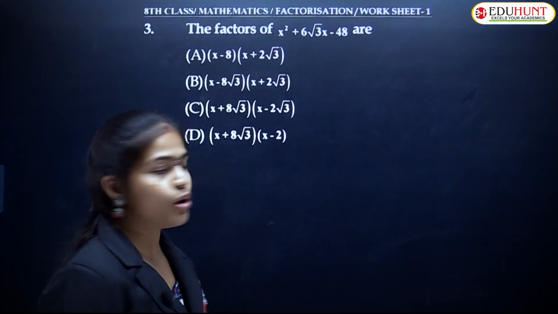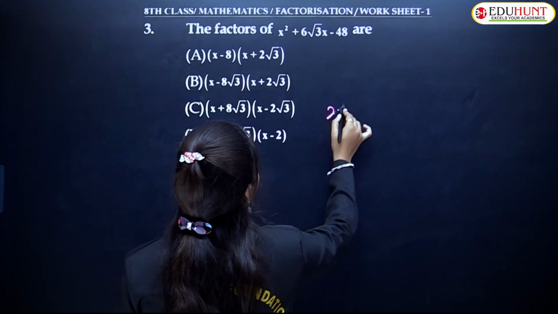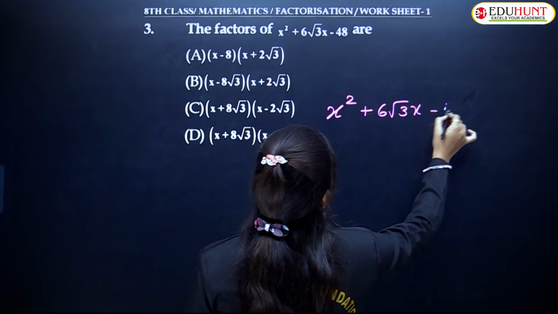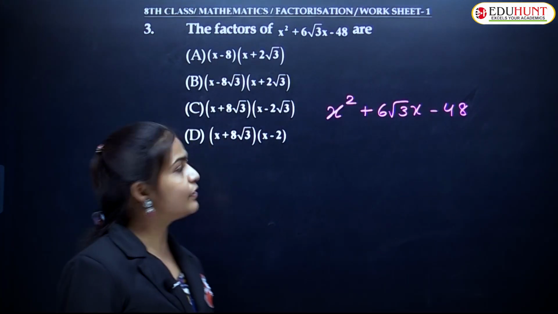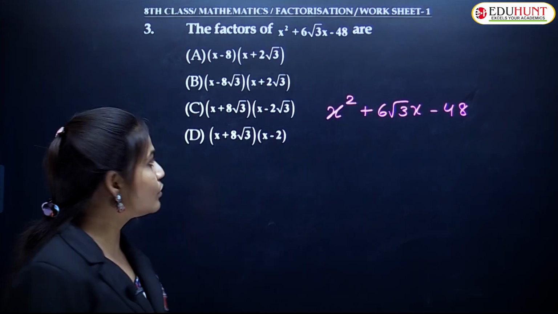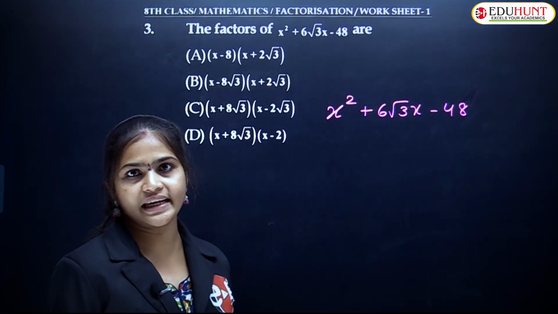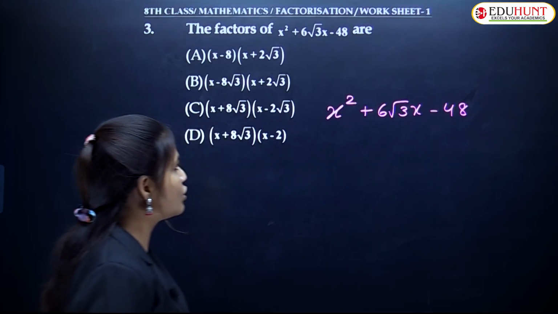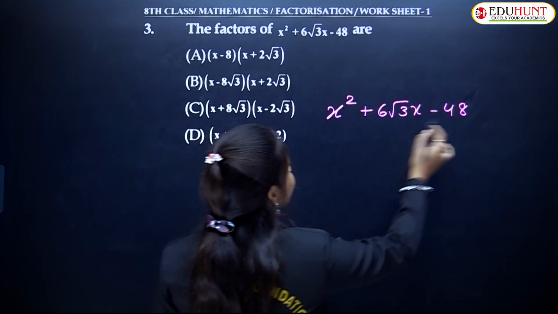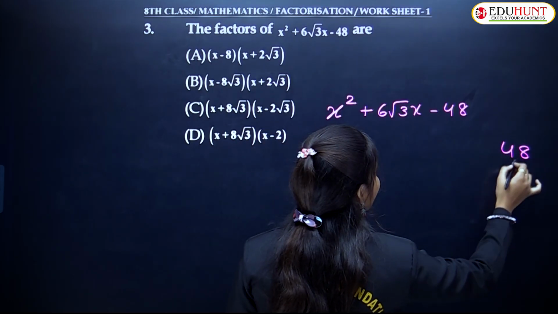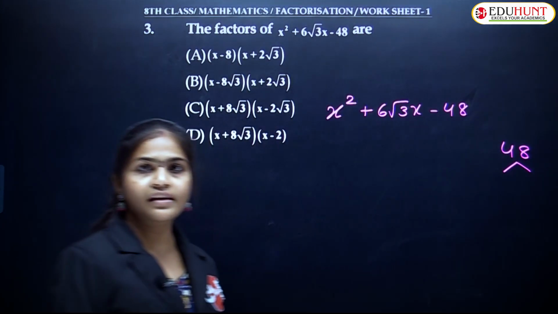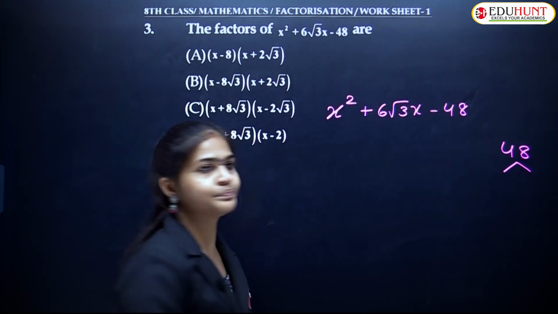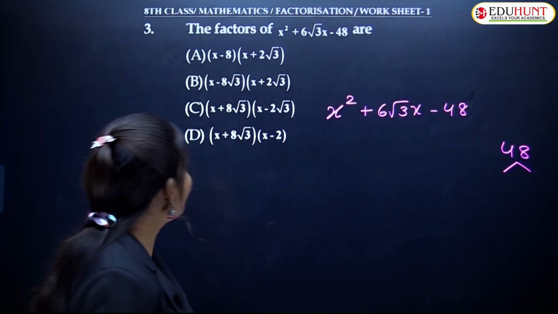The factors of x square plus 6 root 3 into x minus 48. The factors of x square plus 6 root 3 x minus 48. From this one, factorization. So how to write the factorization of this one? See here, we have to write the factors of 48, and still one more thing, here root 3 is there. Understand ma?